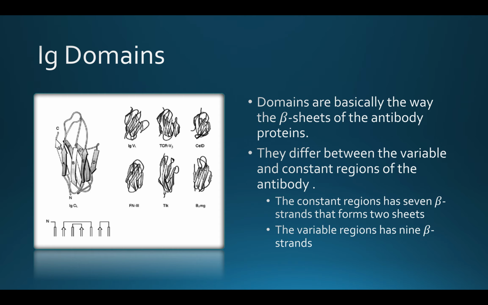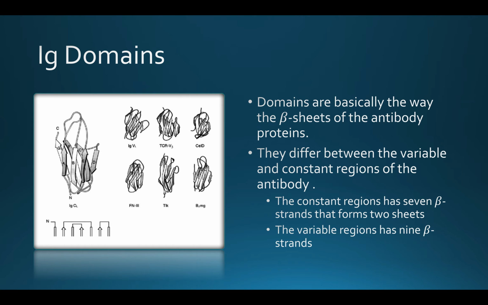So we have our Ig domains. The domains are basically the way the beta sheets of the antibody protein folds. They differ between the variable and constant regions of the antibody. The constant regions have 7, while the variable regions have 9. That's how on the molecular level you can tell which one is the variable and which one is the constant region.